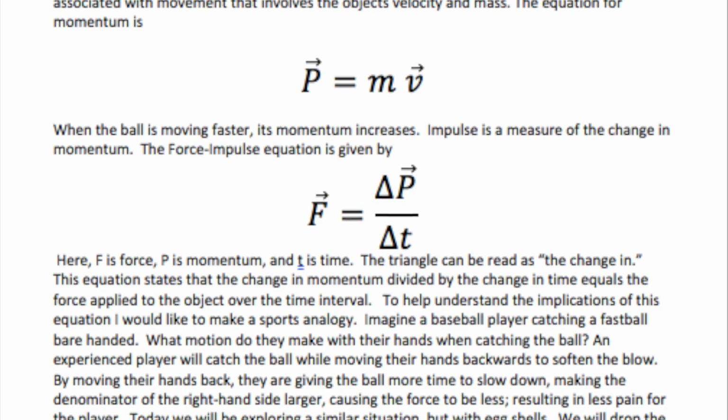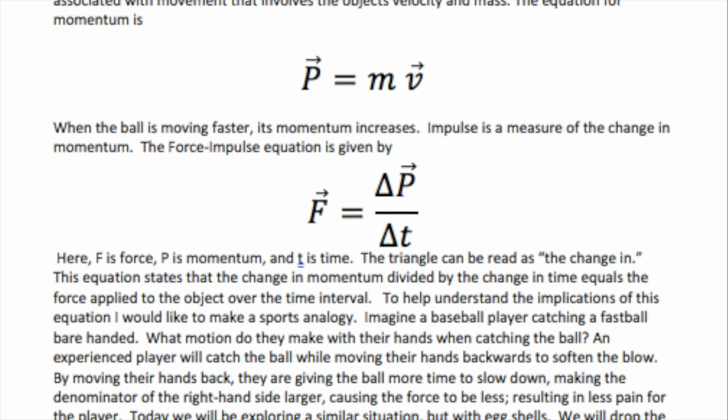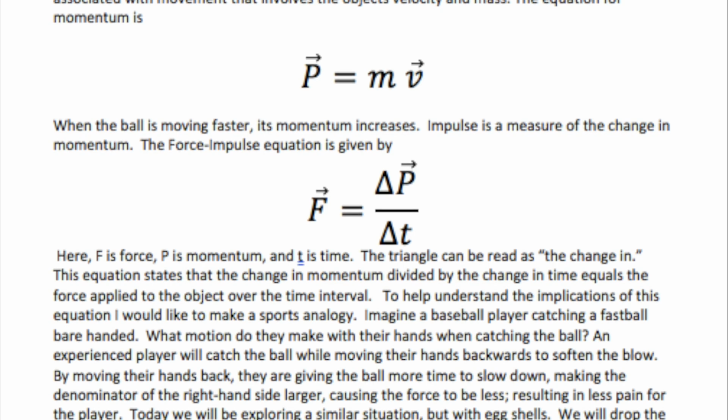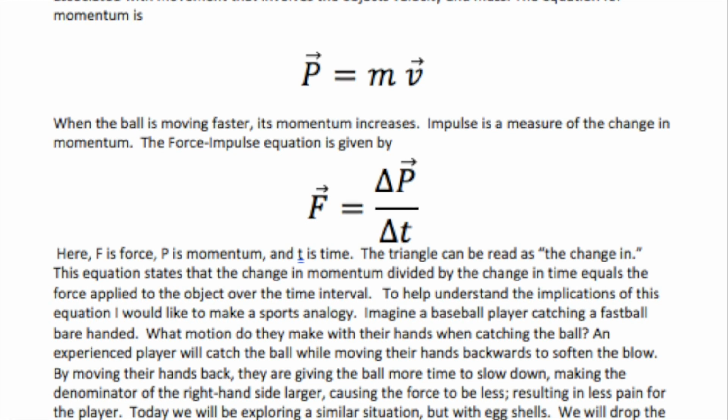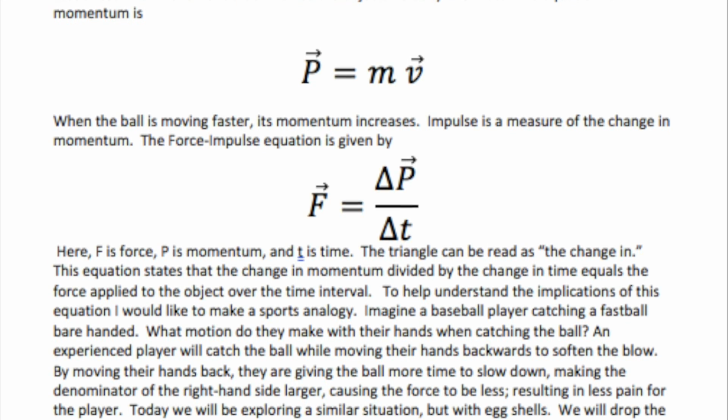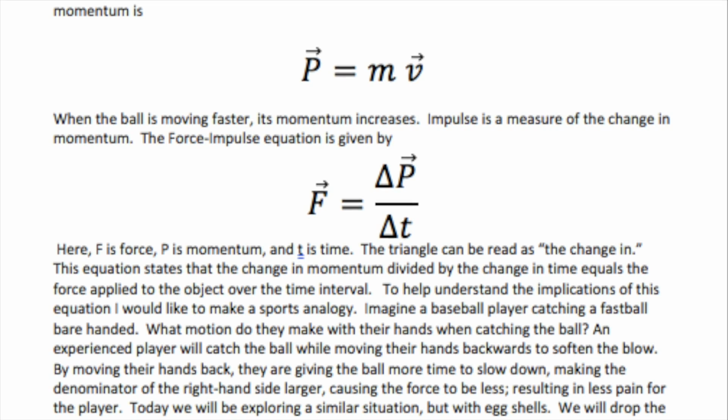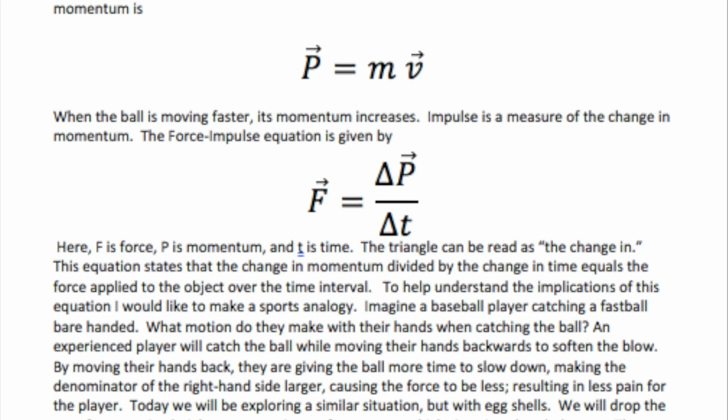So I'll continue reading. Here, F is force, P is momentum, and t is time. The triangle can be read as the change in. This equation states that the change in momentum divided by the change in time equals the force applied to the object over the time interval. That's exactly what I just said.